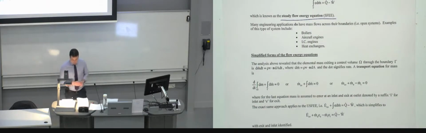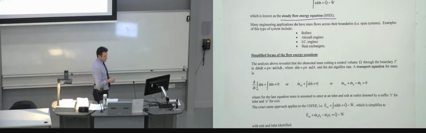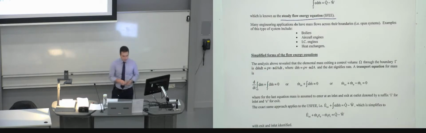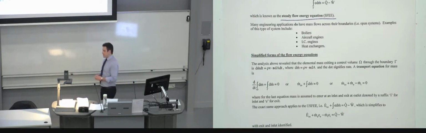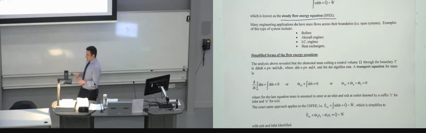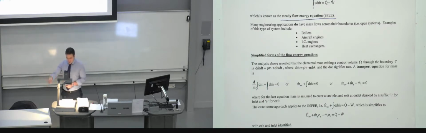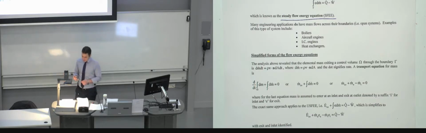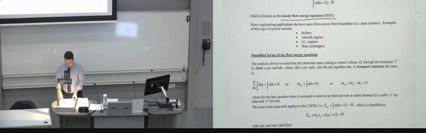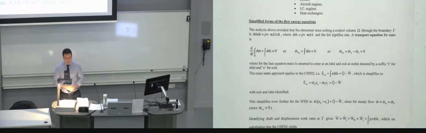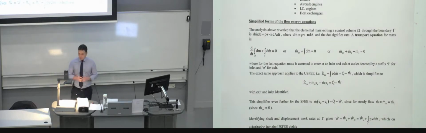Applications: boilers, heat, aircraft engines, ICE engines, heat exchangers, compressors. We're going to be looking at 6 examples, not in this lecture, on Thursday, but in this chapter. In fact, we're going to be looking at 5 because we're going to skip the heat exchangers, but there are 6 examples included in this chapter, and they all use the steady flow energy equation. So it's actually very important.